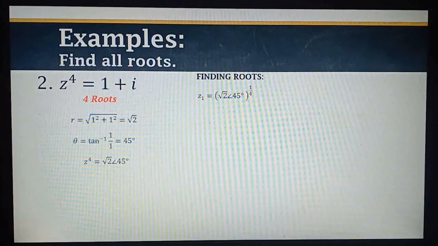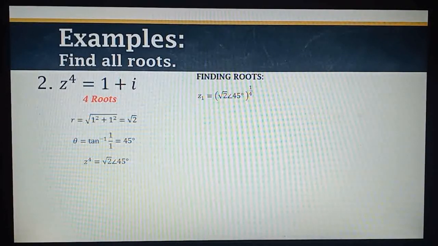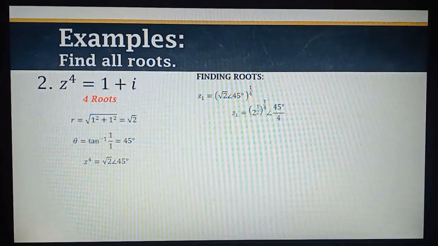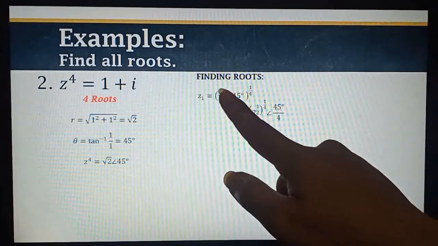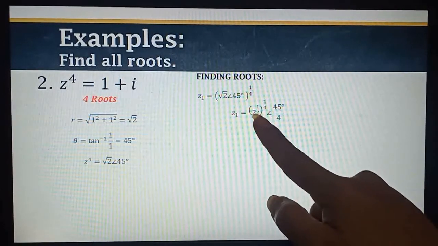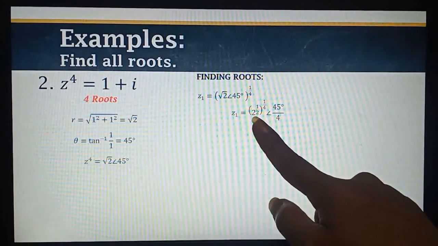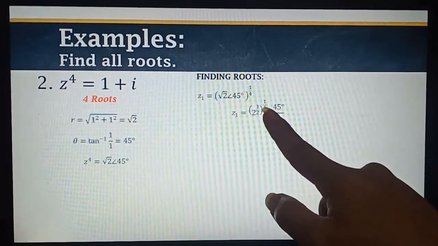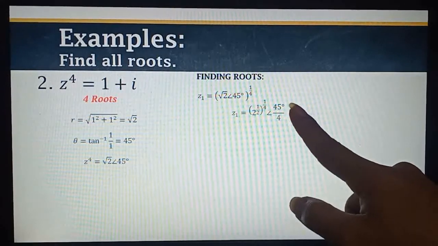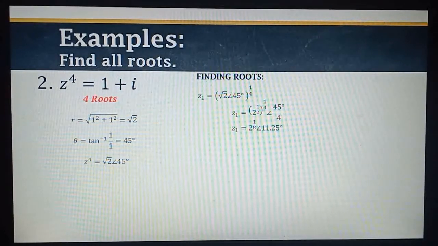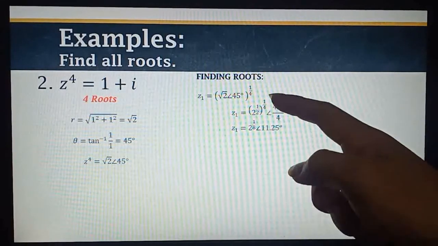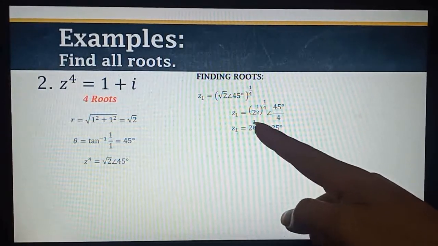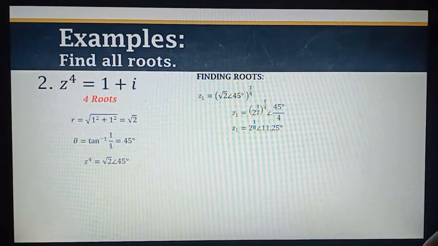So finding roots, the principal root or what we call z1, is the quantity of the square root of 2 at angle 45 degrees raised to 1/4. So evaluate natin ngayon si square root of 2, that is equivalent to 2 raised to 1/2. Then si square root of 2, naka-raise pa siya ngayon kay 1/4, at angle 45 degrees all over 4. So, if we evaluate this part, this will become 2 raised to 1 over 8. Then the angle is 11.25.